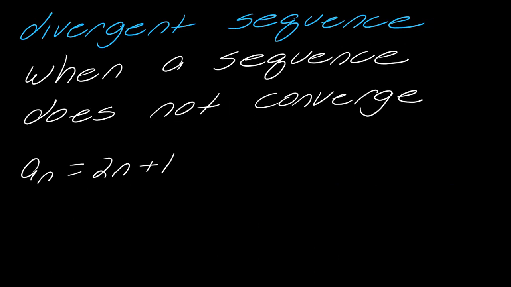Now, there's also a divergent sequence. This is when a sequence does not converge. These are more obvious because they are sequences that get bigger. So here's a sequence, the one we were just working with, right? 2n plus 1. If I think about the terms of this sequence, this will be 3, 5, 7, 9, 11, 13.